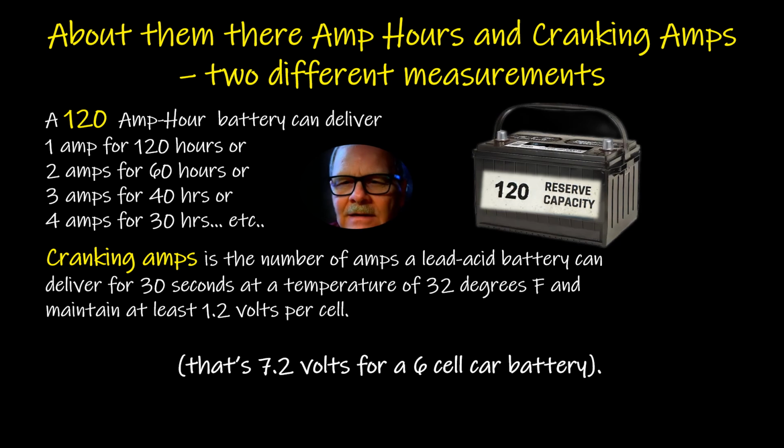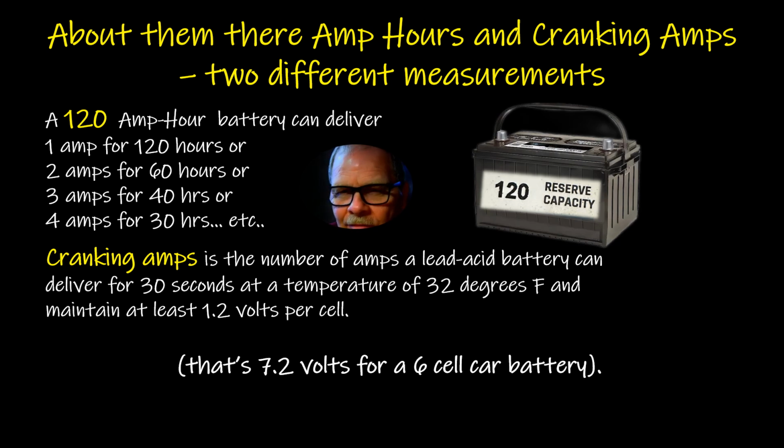You get that? So cranking amps is the number of amps a lead acid battery can deliver for 30 seconds at a temperature of 32 degrees Fahrenheit and maintain at least 1.2 volts per cell. So if it stays above 7.2 volts, then that's about how many cranking amps you got. How many amps can it continue to deliver for 30 seconds? That's the whole point, while maintaining those voltages.